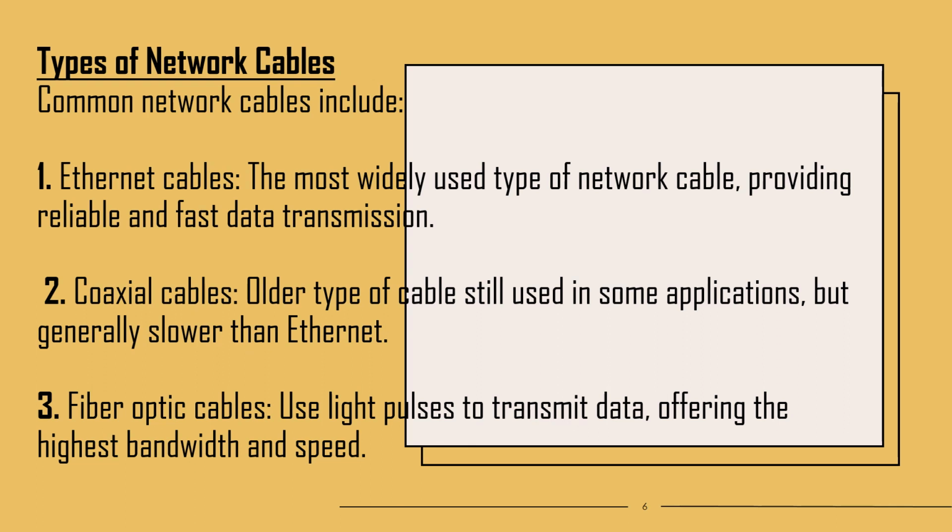These are the most widely used type of network cables, providing reliable and fast data transmission. And then there are the coaxial cables. These are a bit older and were used mainly in the past, but they are still being used in some applications, and they are generally slower than the Ethernet. And then there are the fiber optic cables, which use light pulses to transmit data, offering very high bandwidth and speed.